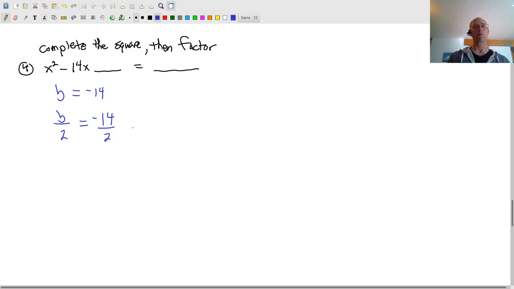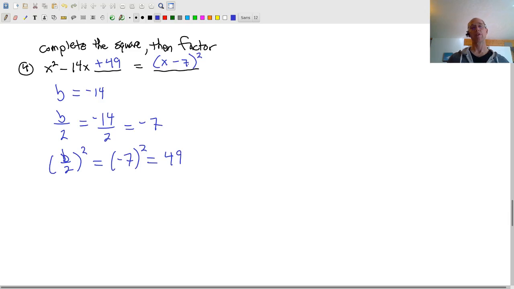Well, negative over positive is a negative. 2 goes into 14 7 times. Then we take that new number, our b over 2, and square it. So what is negative 7 squared? Well, that's negative 7 times negative 7, which is negative times a negative is a positive. 7 times 7 is 49. So then what I want to do is add a 49 here. And if I did that right, that should be equal to the square of x minus 7. That's it. How could I double check that that's right?